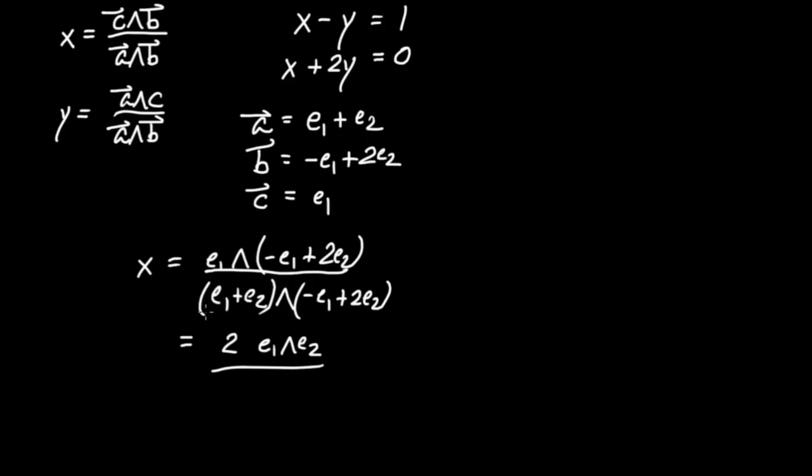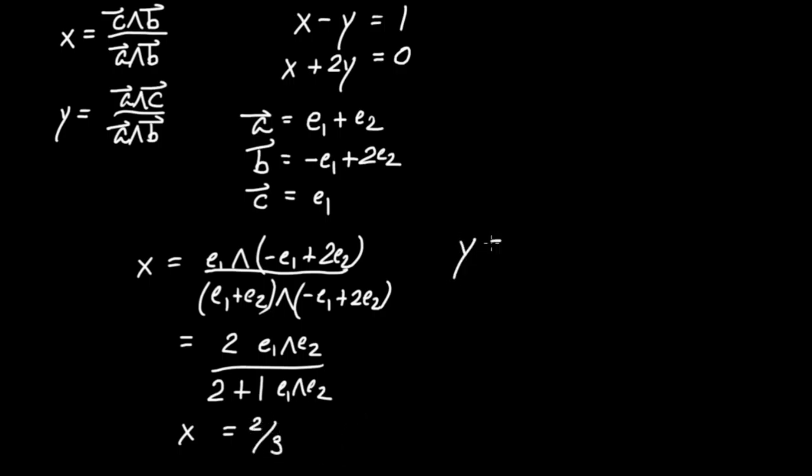And let's see what happens in the denominator. So again, this wedged with this, these first two terms disappear, e1 wedge e1. We have another pair of terms that disappear, e2 wedge e2. The only terms that survive are going to be e1 wedged with e2, so I'm going to get a 2 from that one. Then the other term that survives is e2 wedged with e1, so I get a minus 1 from that. But I'm going to flip the order to make it e1, e2, so that's actually going to be minus minus 1, or plus 1, e1 wedge e2. And then we get 2 plus 1 in the denominator, so that means that x is 2/3.